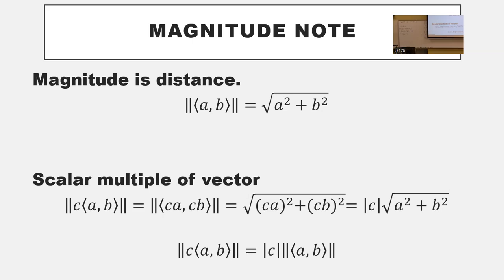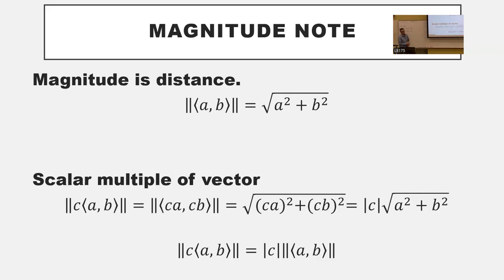But if you take a scalar times a vector, then you distribute the C, then you have to find the magnitude of that. CA quantity squared plus CB quantity squared underneath the square root. I could factor out a C squared. Since it's under the square root, square root of C squared is the absolute value of C. So I can pull an absolute value of C out of that. And that is just the absolute value of C times the magnitude of the original vector. Okay.